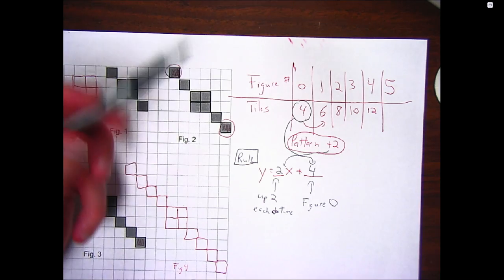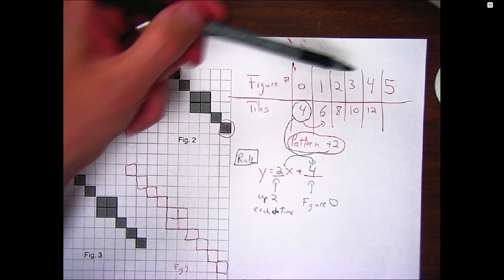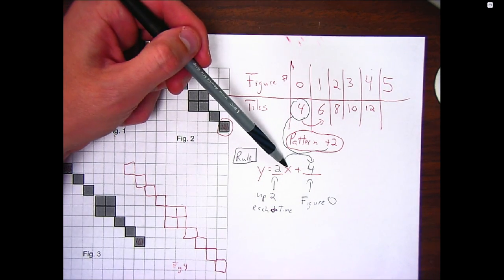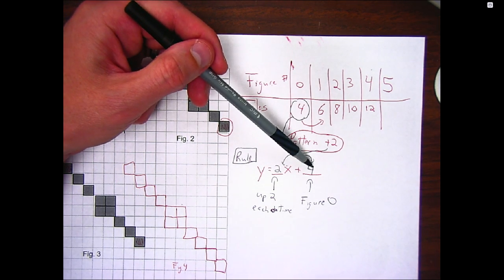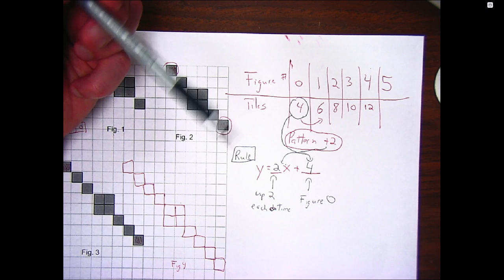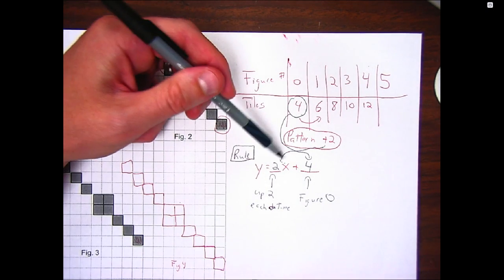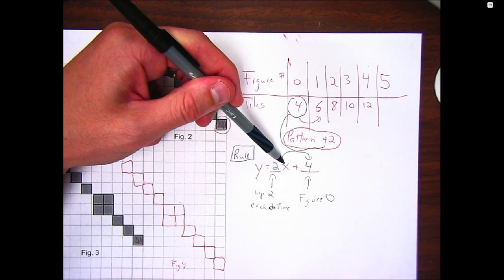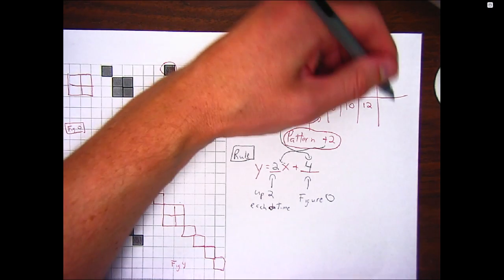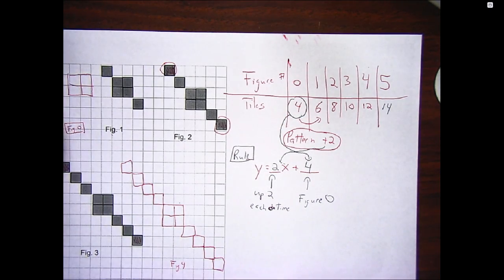That's my rule. And the rule, if we want to check it, I should be able to plug in a figure number 4 and get the right answer. So 2 times 4 is 8. 8 plus 4 is 12. And so it sort of seems to be checking out. If I plug 5 into the next one, I would get 2 times 5 is 10, plus 4 is 14, which is just what I expected because it was going up by 2 each time.